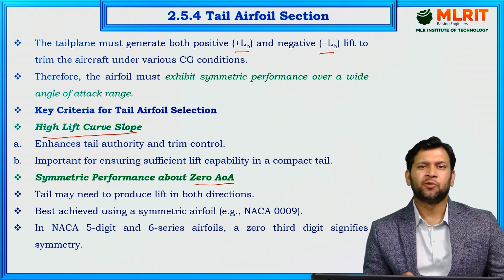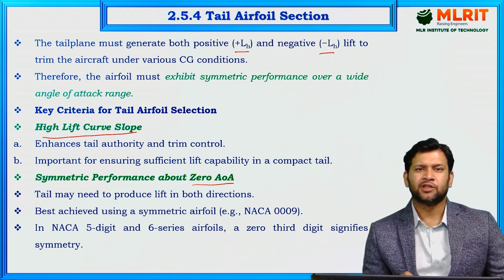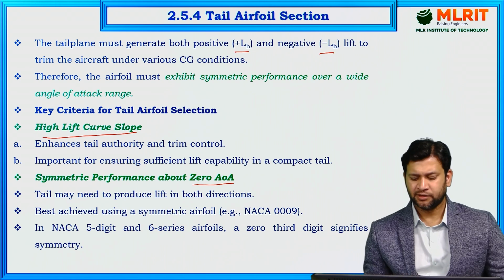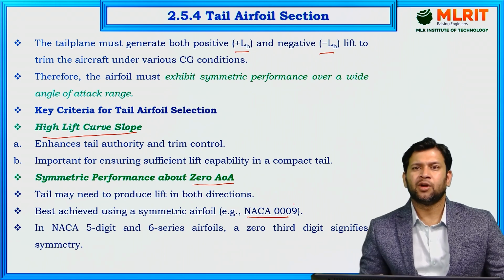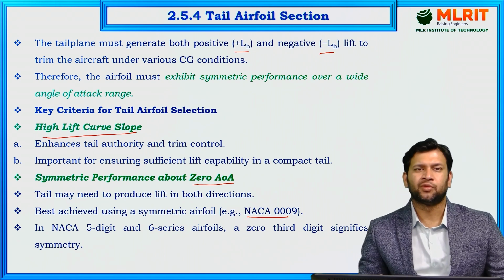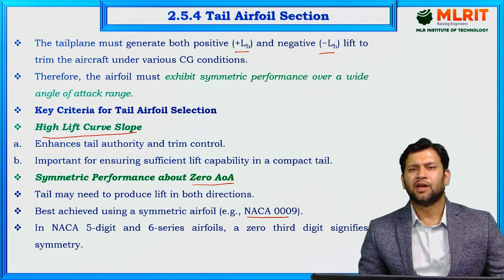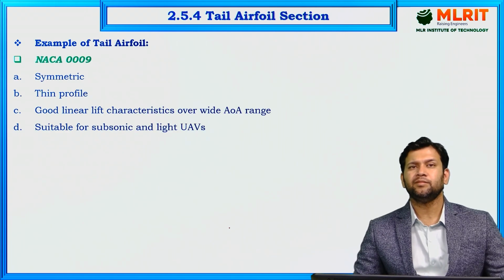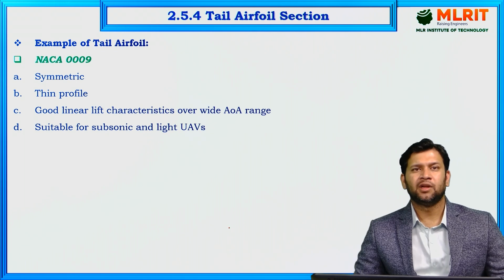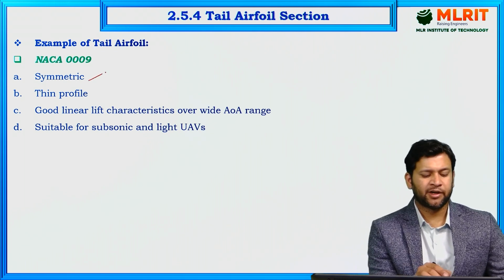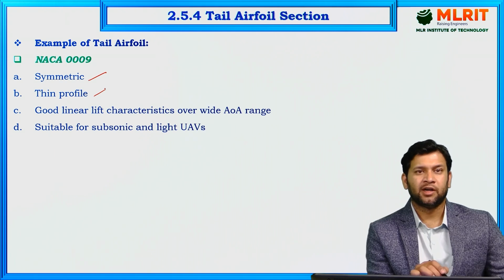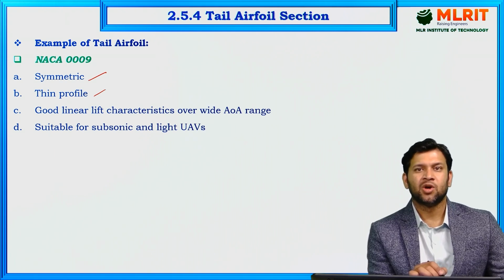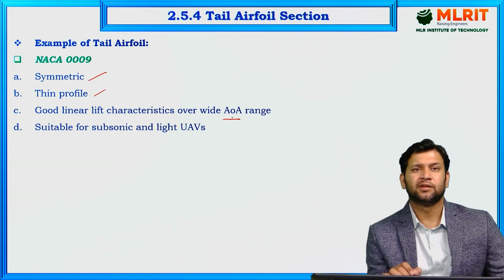The tail may need to produce lift in both directions, which is best achieved using a symmetric airfoil, that is NACA 0009, NACA 0012 or NACA 0024. In NACA 5-digit and 6-digit airfoils, a 0 third digit signifies symmetry. Example of a tail airfoil: NACA 0009, which is a symmetric airfoil with a thin profile. It has good linear lift characteristics over a wide range of angle of attack. It is suitable for subsonic and light unmanned air vehicles.